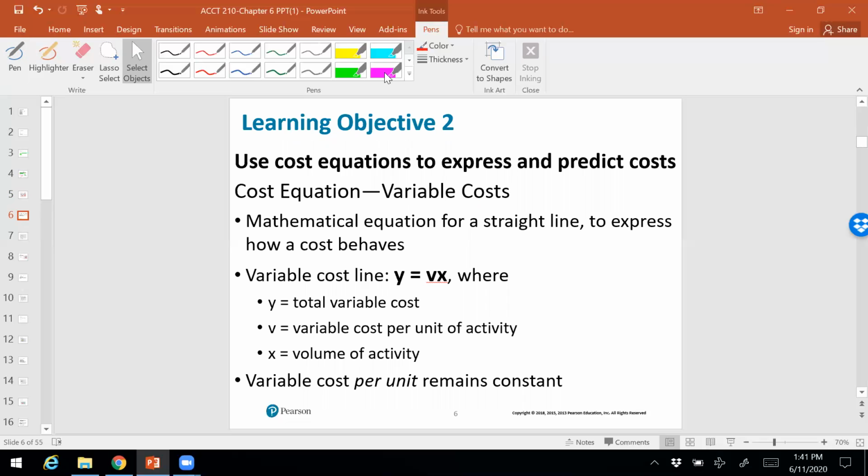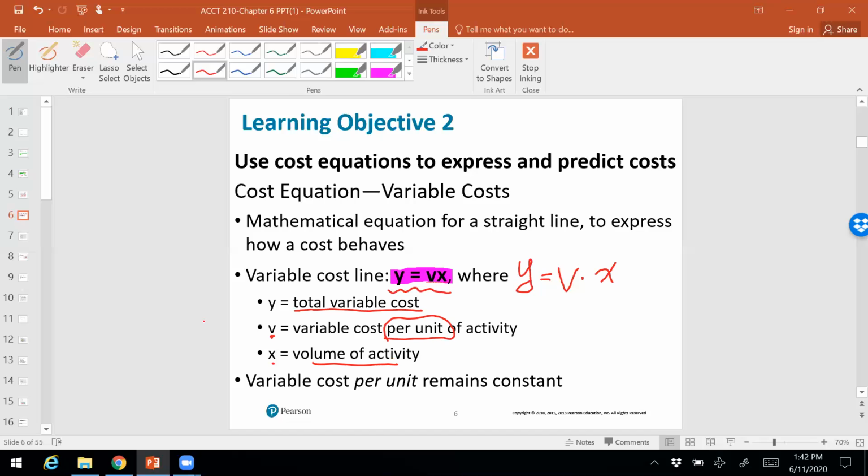Hopefully you still remember those things. As I say, I didn't take my high school courses here, so I'm not sure whether you learned this in high school or first year college or second year college, but I assume you still remember this. Y equals variable cost times x, okay? So the y is your total variable cost. The V is the variable cost per unit. And then the x is the volume of the activity.